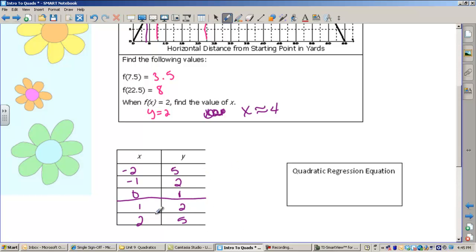We want to find what the equation is of this table, and it is quadratic. And I'll show you tomorrow exactly how I know it's quadratic. It's a quick, easy thing we'll do as a warm up at the beginning of class. But I'm going to use my calculator and this table to figure out what the equation is.